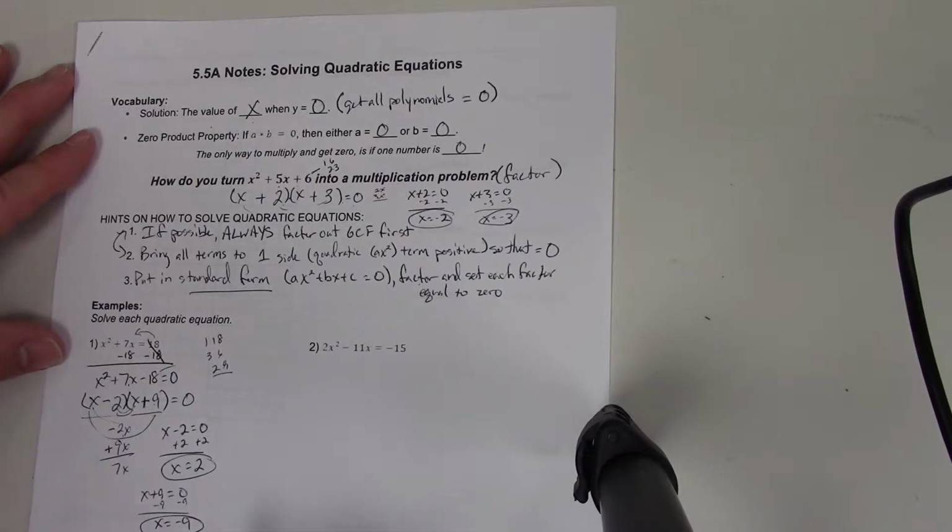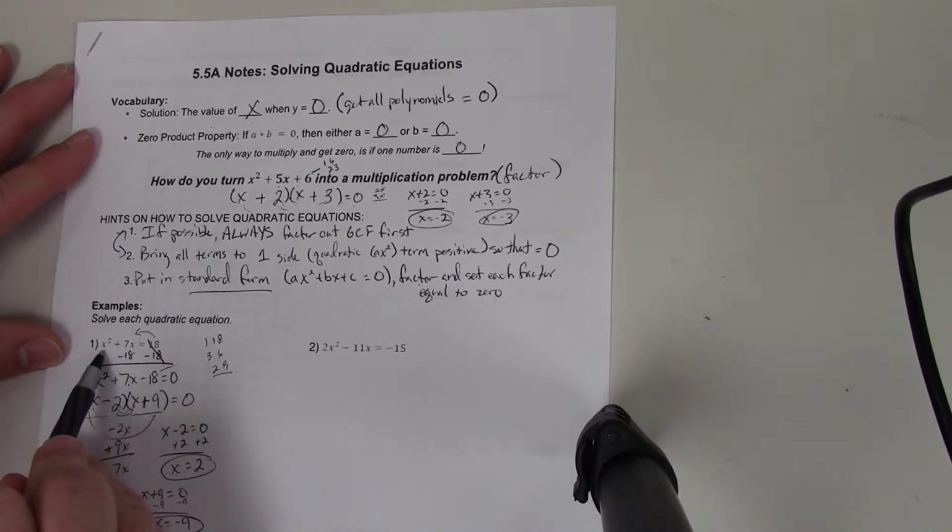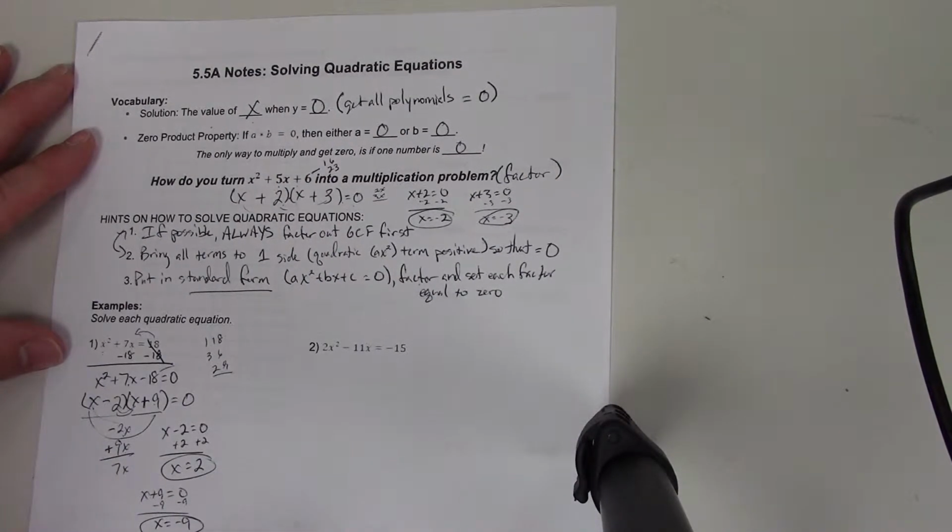Now, could I check it? Sure. Plug in 2. 2 squared is 4 plus 14 gives me 18. It works. Negative 9 squared is 81 plus negative 63 is 18. They both work. Okay? Am I going to ask you to check? No, but it certainly doesn't hurt.